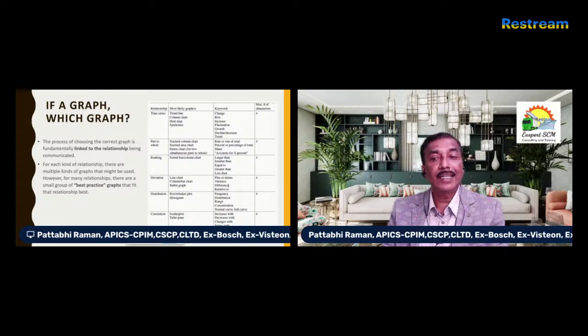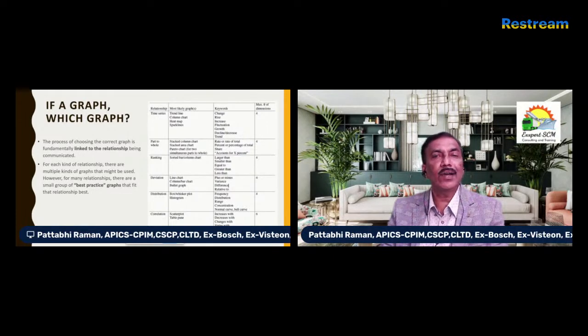But the keywords you can see: if your data represents something changing, raising, increasing, fluctuating, growth, decline, or increase, trend, for that you have to use a time series graph like a trend line, column chart, like that. There are various relationship graphs also, and there are relevant keywords for them.